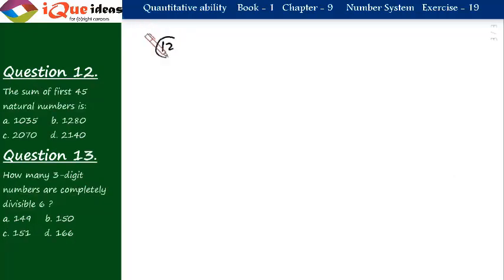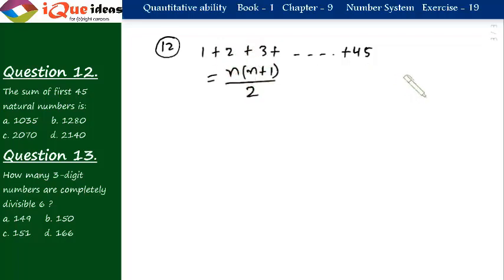Now let's take up question number 12. It says the sum of first 45 natural numbers. I think there's a direct formula for it. We have sum of the first 45 natural numbers, that is 1 plus 2. Natural numbers start from 1. So it is 1 plus 2 plus 3 up to 45. Right? So here the last number is 45, that is n equal to 45. And the formula is n into n plus 1 divided by 2, where n is the last number. This is the formula for sum of all the natural numbers from 1 to n.